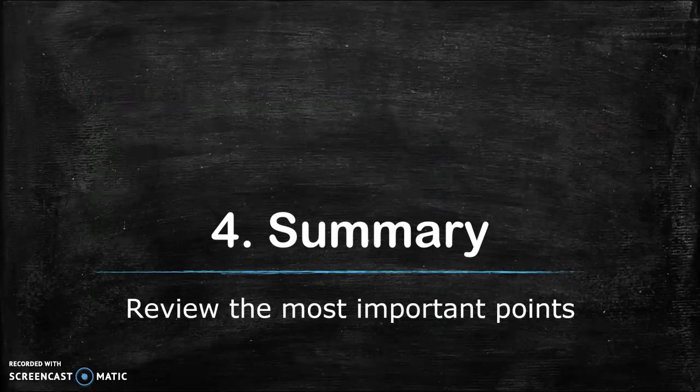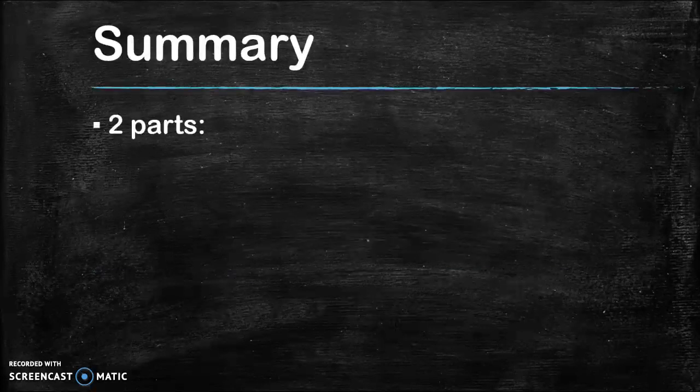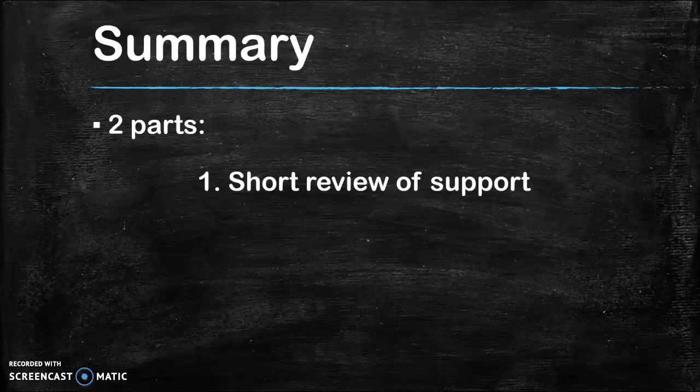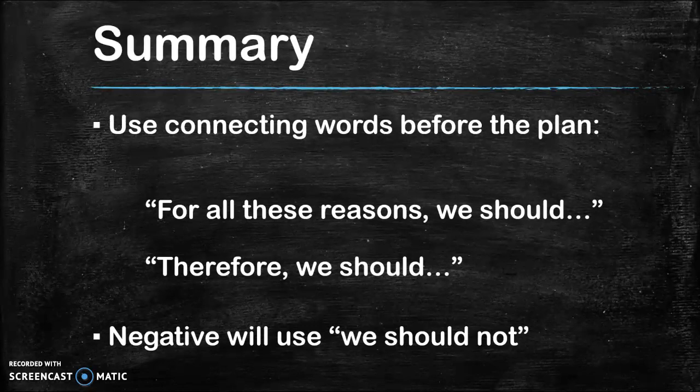After your support comes the last part of the speech, the summary. In the summary, you should quickly cover all the most important points again. That means the summary should include two things: a short review of all your support, just 1 or 2 sentences, and the plan. Before you say the plan, use some connecting words. For example, for all these reasons we should, or therefore we should. Of course, if you're the negative team, you will use we should not.